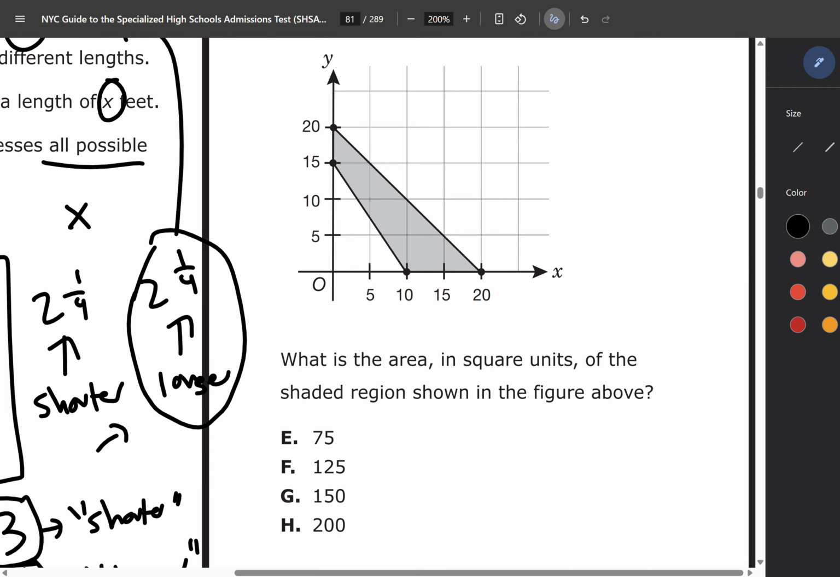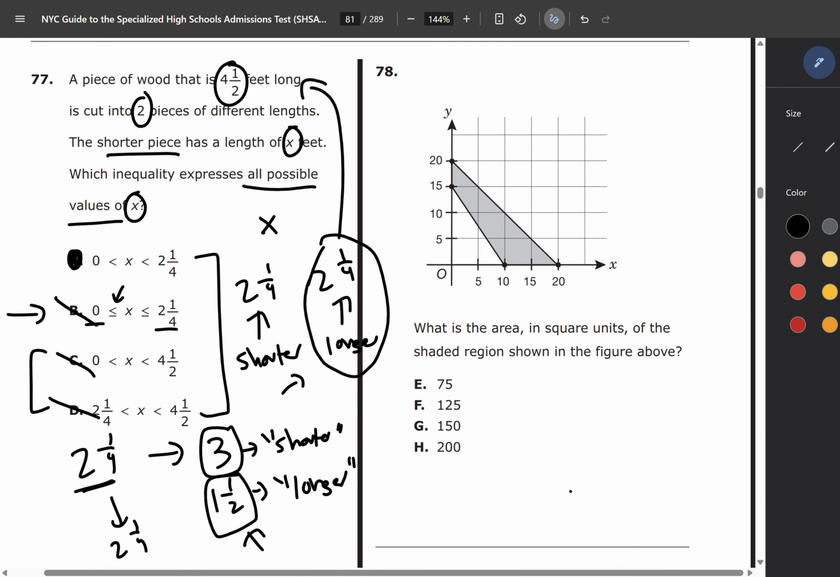Now, question 78. This is a fun question. And for this, we're being asked, what is the area in square units of the shaded region shown in the figure above? So, just immediately, I noticed that we have a triangle. This triangle has two sides that are on the x and y axes. And we have something like that.